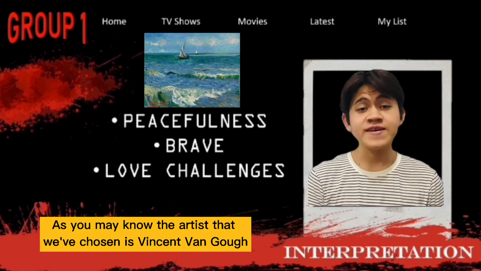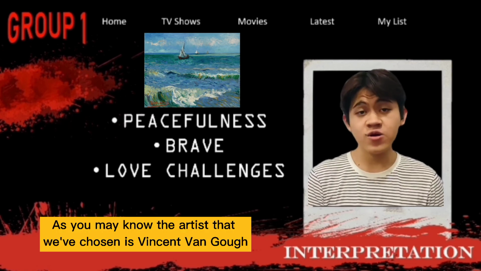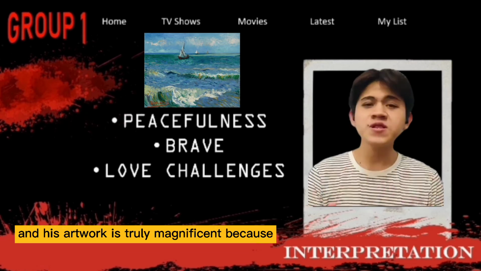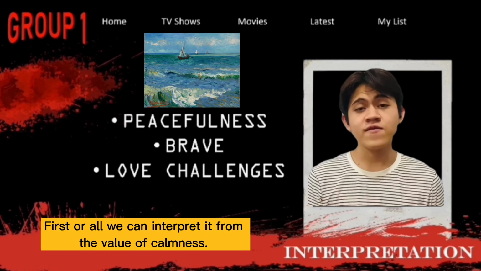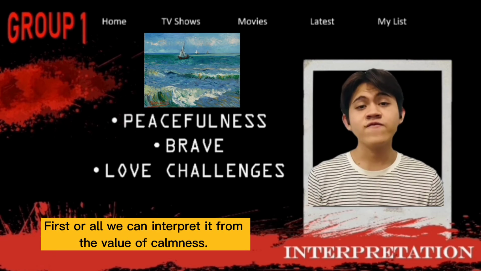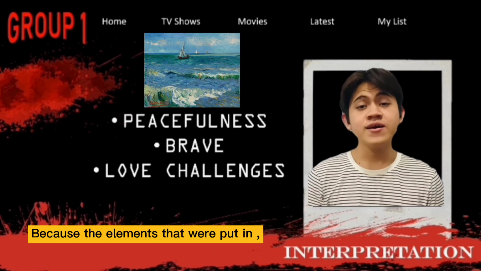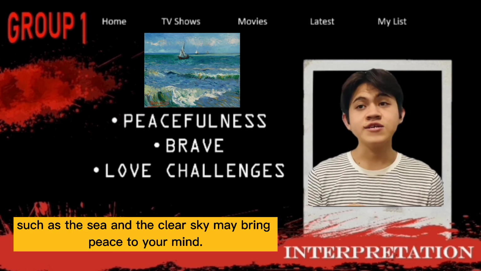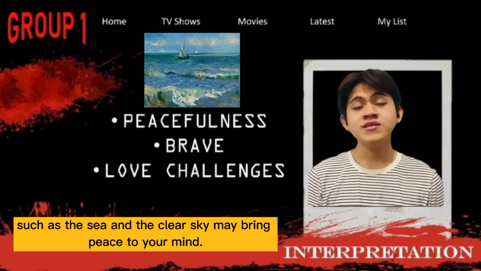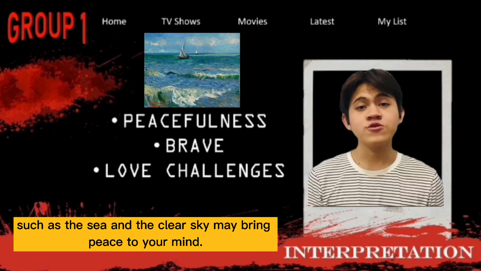As you may know, the artist that we have chosen is Vincent van Gogh, and his artwork is truly magnificent because we can interpret it in many ways. First of all, we can interpret it from the value of calmness. Why? Because the elements that he put in, such as the sea and the clear sky, may bring a piece of peace to your mind.